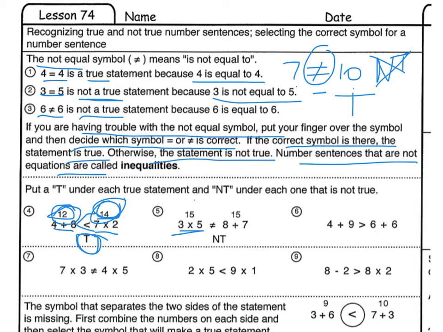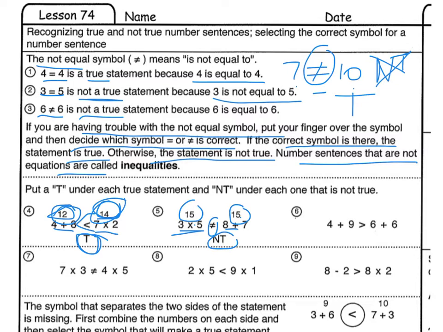3 times 5 is 15. You would write a 15 right there, just like they did. 8 times 7 is 15 also. 15 is not equal to 15. Is that true? Nah, you should put an equal sign in there, not a not equal sign. So this is wrong or not true. Think of not true as being wrong.